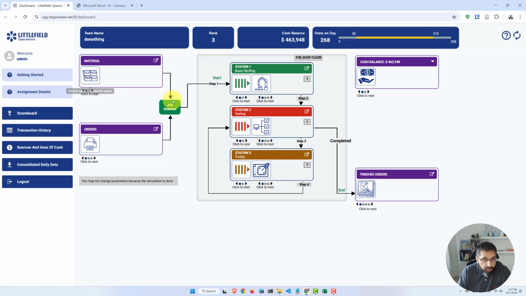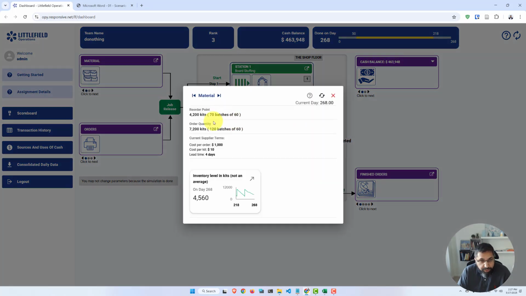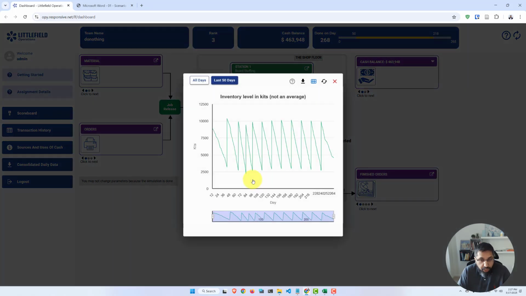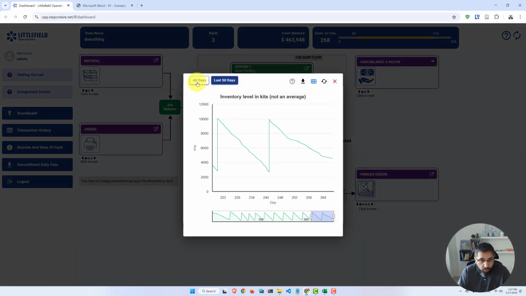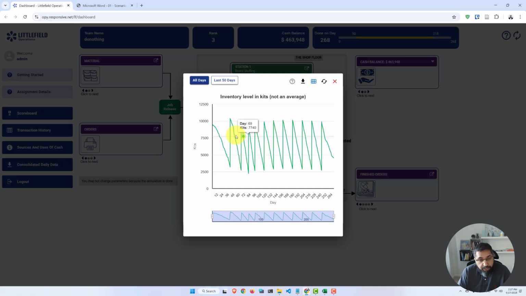You can look at each box here; each represents something important. So material is your incoming, the inputs you buy to make your product, right? And these are kits, right? And it shows you your inventory management here. It shows you your inventory. Now in scenario one, you can click on all this, look at the entire history. In scenario one, the inventory is managed for you. You can see the inventory never hits zero. So you always have plenty of inventory in scenario one.